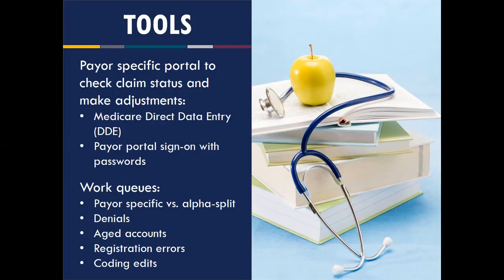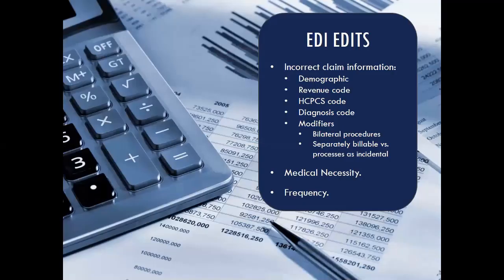And be sure to explore all your options for establishing work queues in your billing system. Have a call with your vendor and see if there are options available in an update that you weren't aware of. And challenge them for assistance in identifying and monitoring denials, follow-up of accounts, registration errors, and coding edits. And then, of course, be sure that staff are not sharing user IDs and passwords, because that's a huge compliance issue.